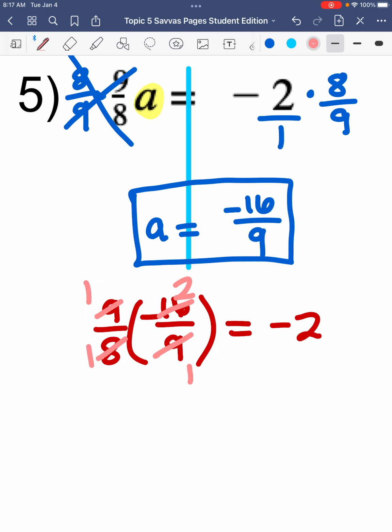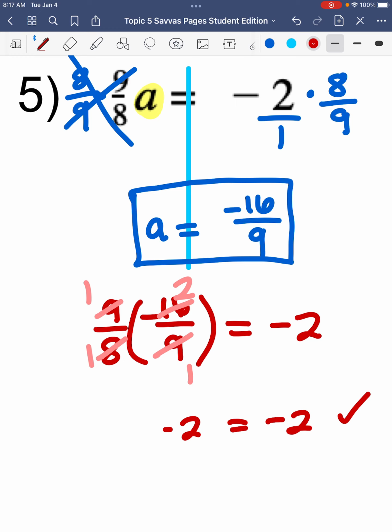So now when I multiply across my numerators, 1 times negative 2 is negative 2. And then 1 times 1 is 1. I don't need to write it negative 2 over 1 because that's just negative 2. So I have the same thing on both sides.